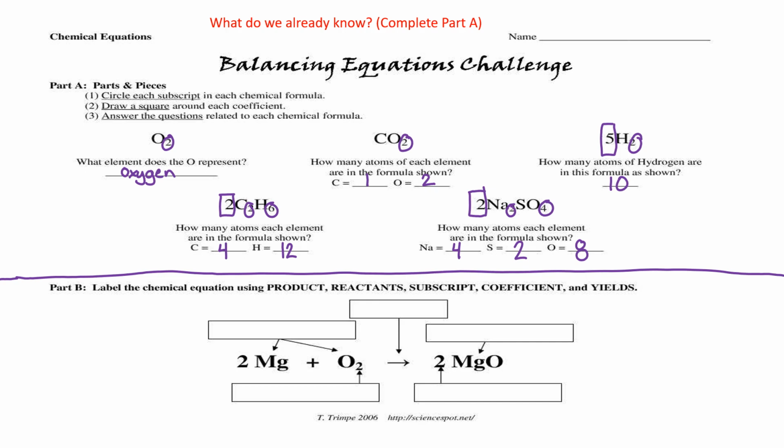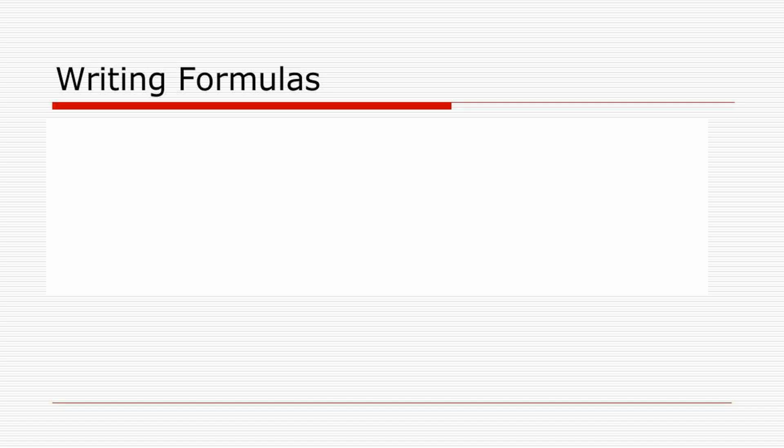And then going into the last one, I have 4 sodiums. I have 2 sulfurs because it's at 1 there. And then I have 8 oxygens. Any questions about those? All right. So if not, let's go ahead and move forward.